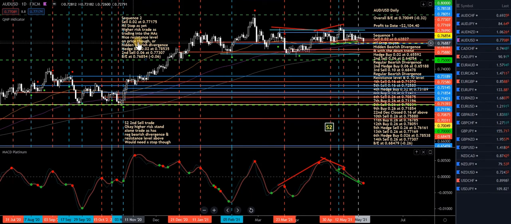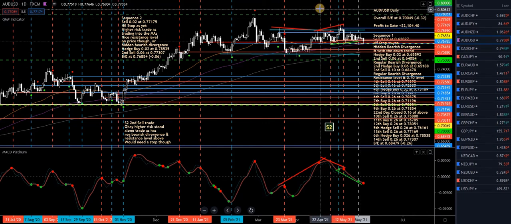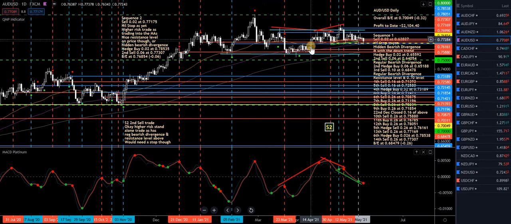But this sequence 2 over here, my break even for that is this yellow line here. So we're getting close to it. And what I'll do, once it gets through that break even, I'll just close out all those trades and be done with. This is the overall break even down here for all the sequences. These green lines are big numbers with the Aussie: 80, 75 and 70. They're big numbers on the Aussie.